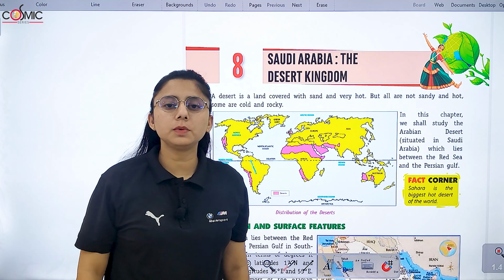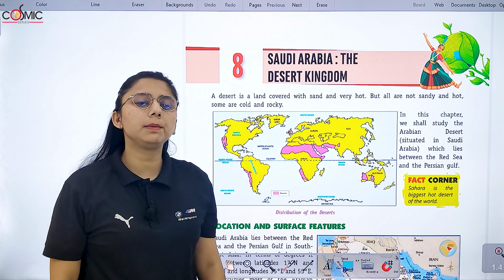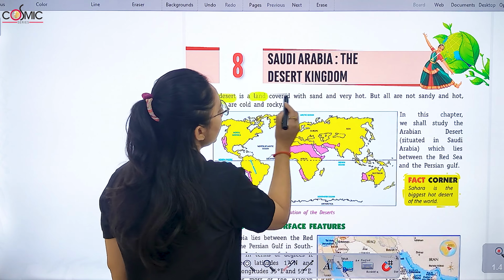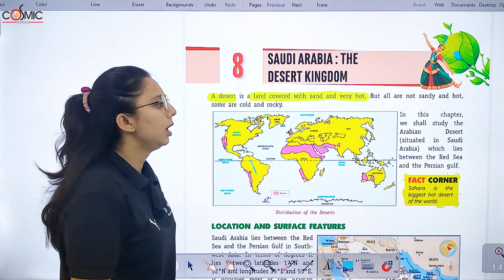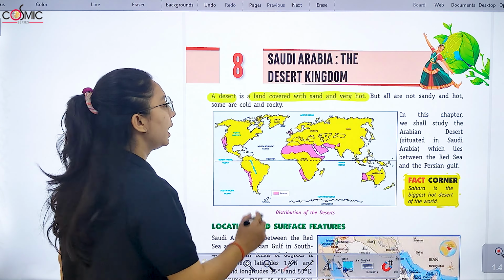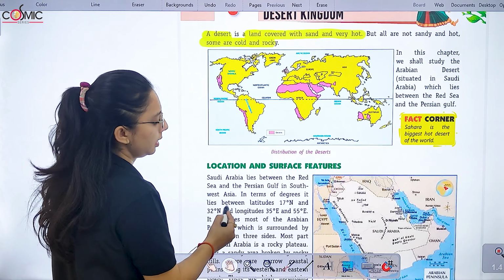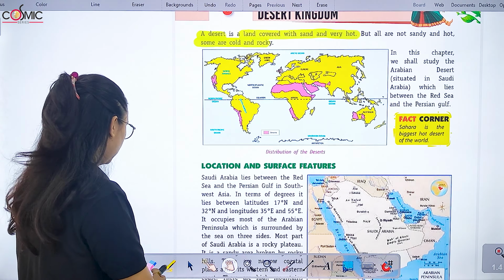Children, today let's start with chapter number 8, Saudi Arabia, the desert kingdom. So in this chapter, what is desert? It is a land covered with sand and it is very hot. But all are not sandy and hot, some are cold and rocky. ये नहीं कि हर desert हमारा hot है, sandy है. Some deserts are cold also, right?